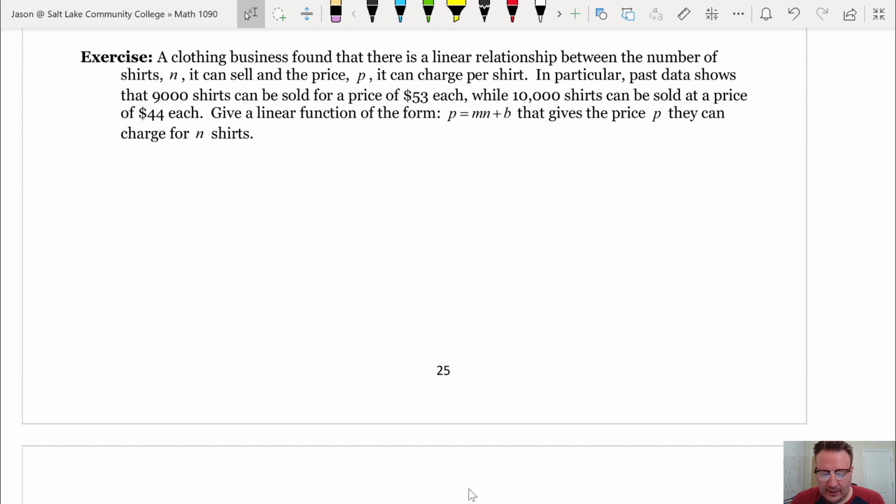Okay, let's see here. A clothing business found that there is a linear relationship between the number of shirts, n, it can sell, and the price, p, it can charge per shirt. In particular, past data shows that 9,000 shirts can be sold for a price of $53 each, while 10,000 shirts can be sold at a price of $44 each. Give a linear function of the form p is equal to mn plus b that gives the price p they can charge for n shirts.